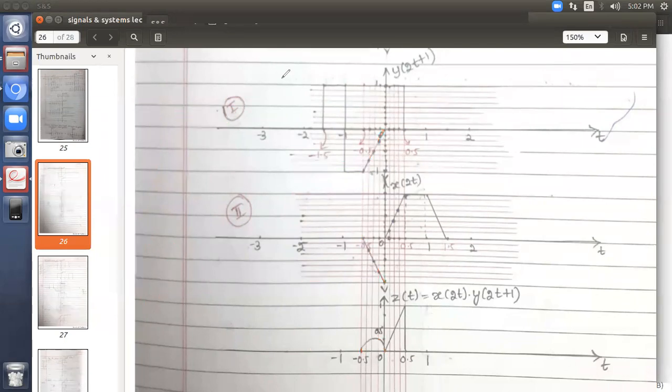Any doubts here? Any doubts in this multiplication?